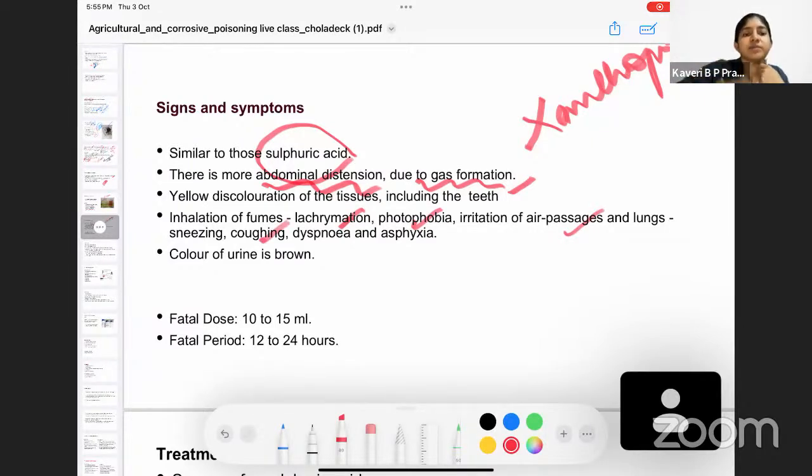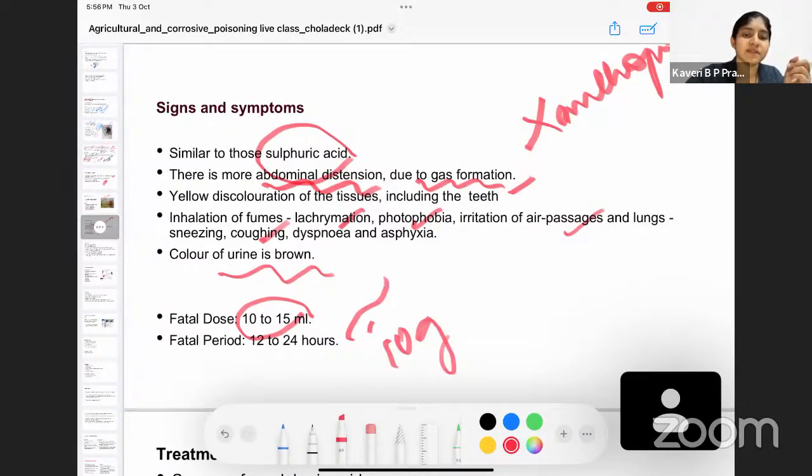The color of urine will be brown. That is, initially it is yellowish, and because of xanthoproteic reaction, later brown. And also the brown color is because of the lysed hemoglobin. There is going to be hematin formation and brown color therefore. And here also see fatal dose 10 to 15 ml. I told you in the previous question, right? Around 10 gram is the fatal dose.